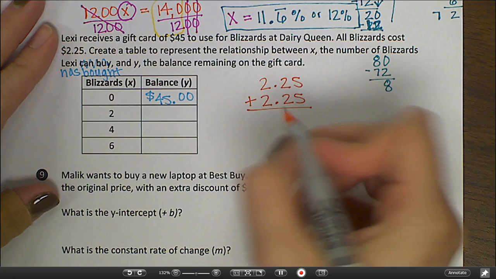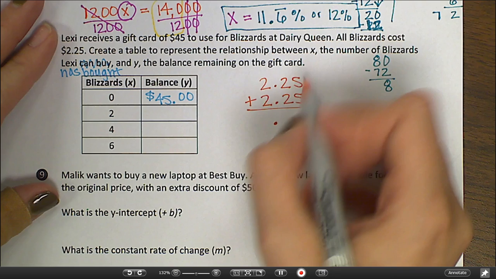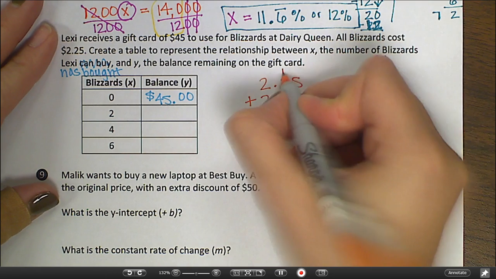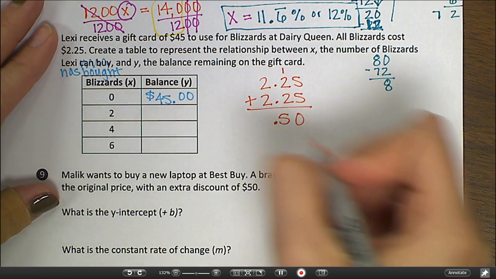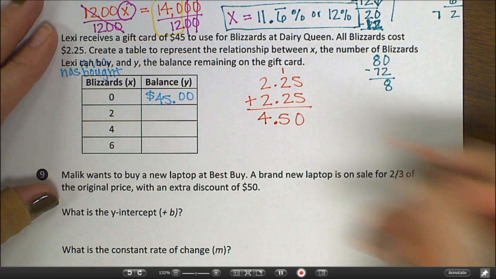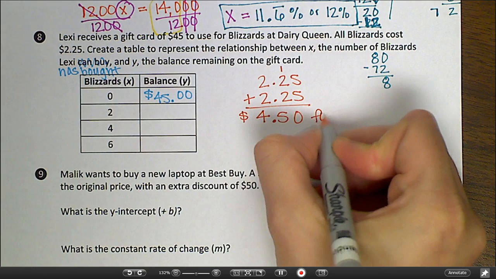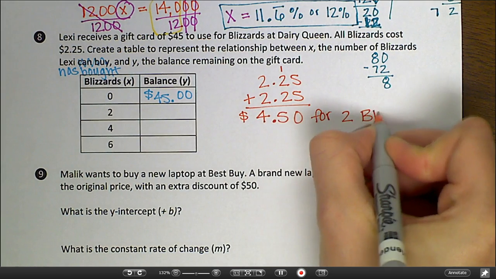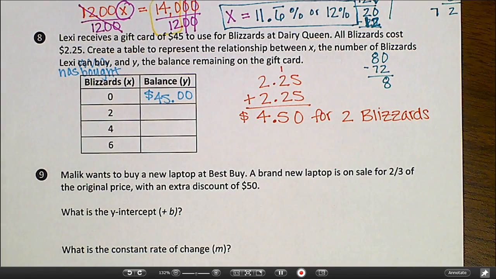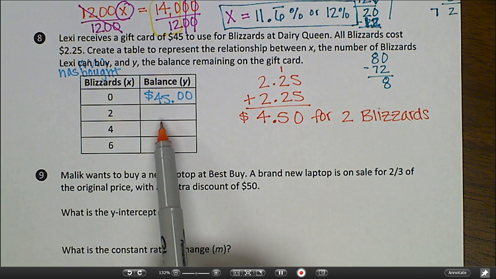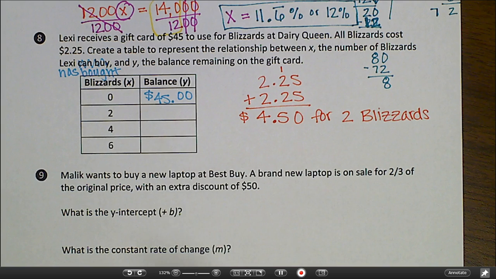So when we add, we do line up our decimal, bring it down to your sum, and we're going to add. So that's 10. 2 plus 2 is 4, plus 1 is 5, and then 4. So $4.50 for 2 blizzards. So that's how much it cost. But that's not how much I have left on my gift card. I need to subtract that now from $45.